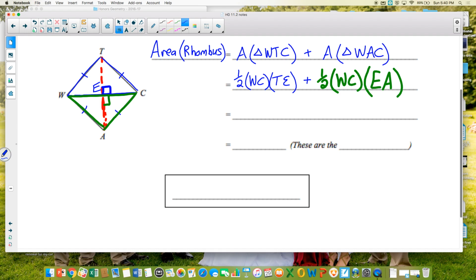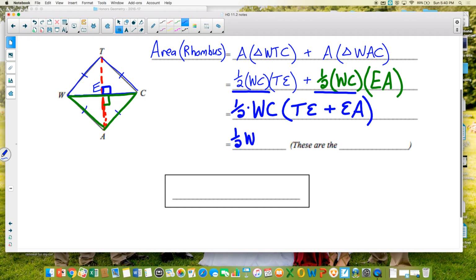And if you look at the GCF, think of our factoring reviews, these two terms have a GCF of 1/2 WC. So if we take out the GCF, which is 1/2 WC, and leave everything else in parentheses, we're left with TE plus EA. So we did a little factoring. From TE to EA, if you look at that red line, TE plus EA is really TA. So we end up with 1/2 of WC times TA.